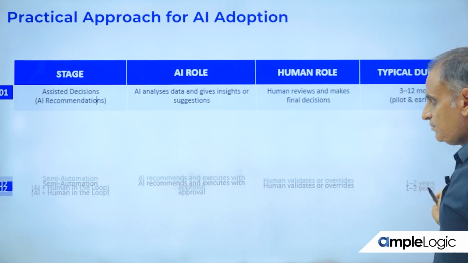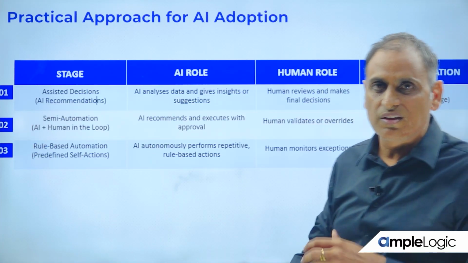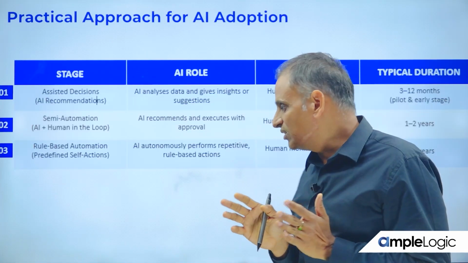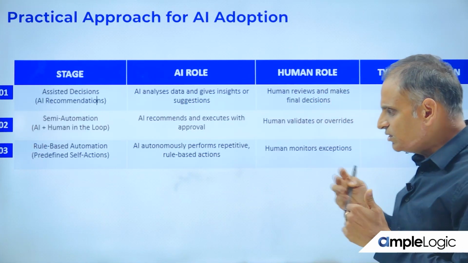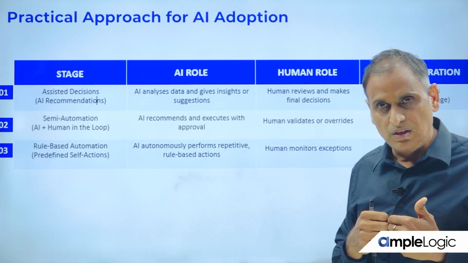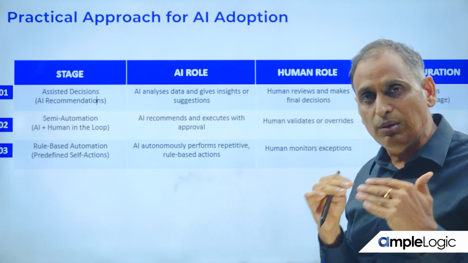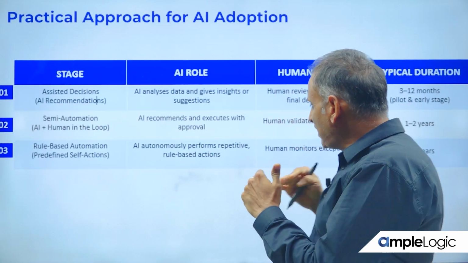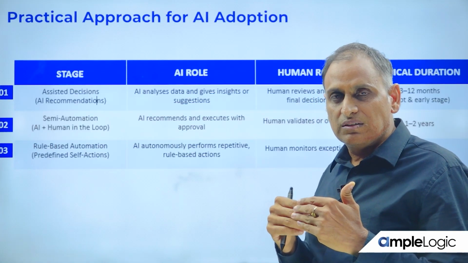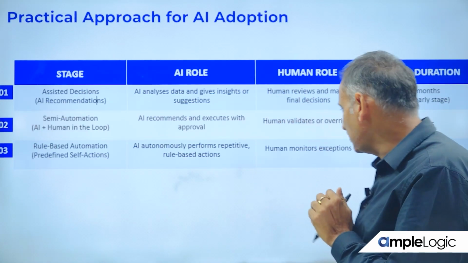So the next one is rule-based automation. What happens is we are able to create some kind of rules. There are certain scenarios where decisions can be taken automatically, based on my stage 1 and stage 2. When I come to stage 3, I can handle repetitive actions which were done in the past, and the AI system can take decisions by itself.